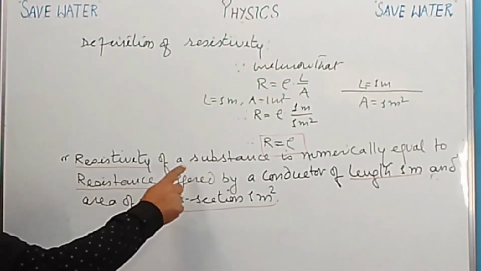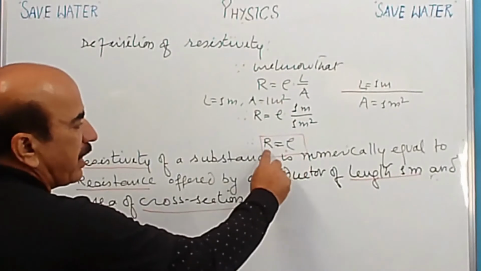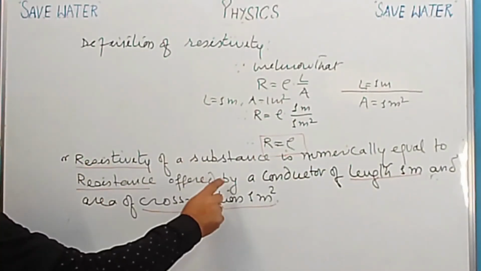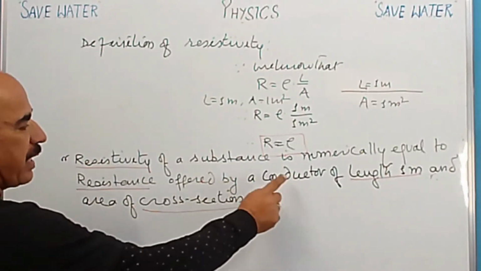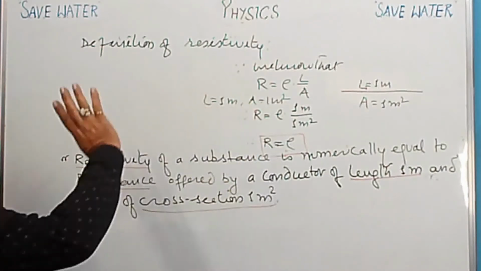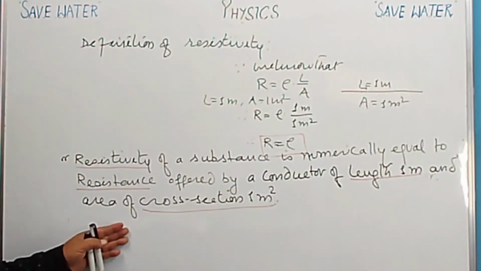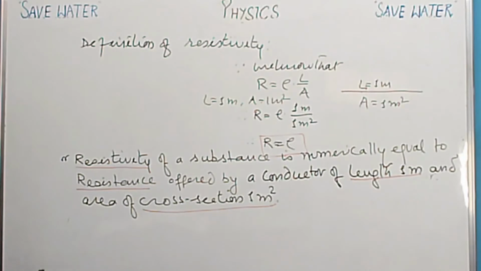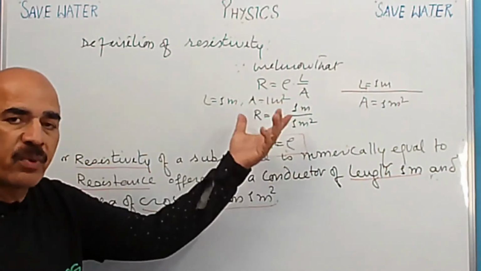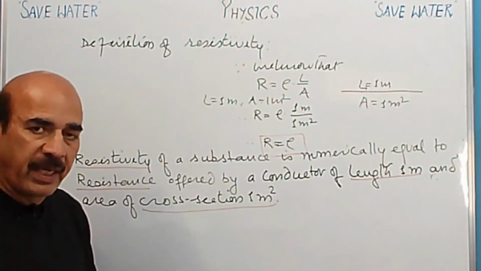Okay, now resistivity of a substance is numerically equal to the resistance offered by a conductor of length 1 meter and area of cross section 1 meter square. R is equal to rho. This is all we have done. So it's a very simple definition. No need to cram it. Just write this relationship, put the value, and define it.